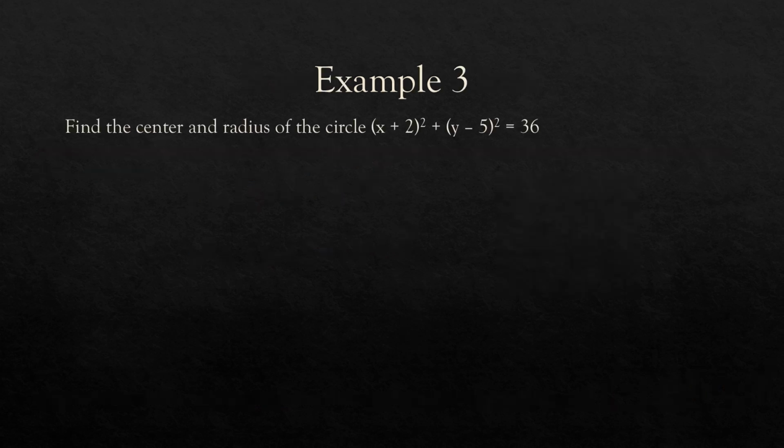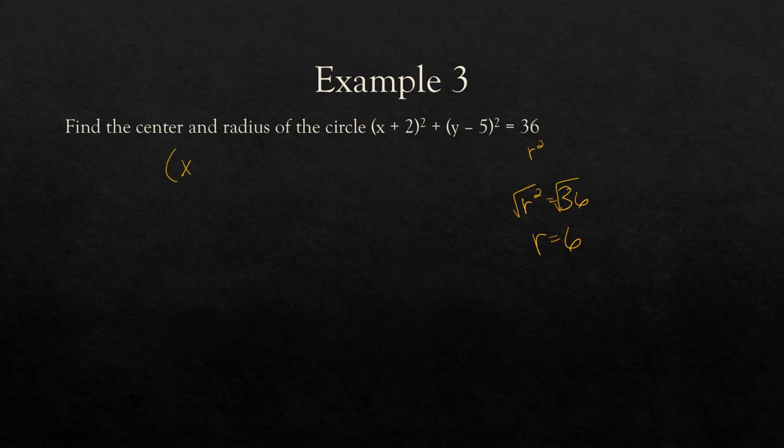So find the center and radius of this circle. x plus 2 squared plus y minus 5 squared is equal to 36. Well, the 36 is my r squared, remember, because I took off that square root from my original distance formula. So if r squared is equal to 36, then r must be 6. If I take the square root of both sides, r would be 6.